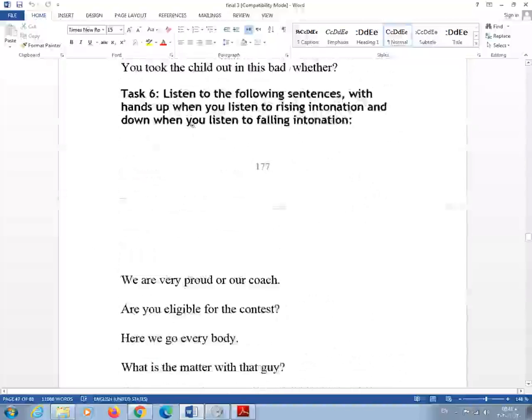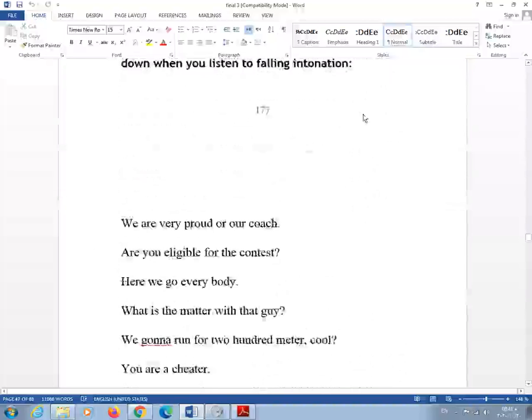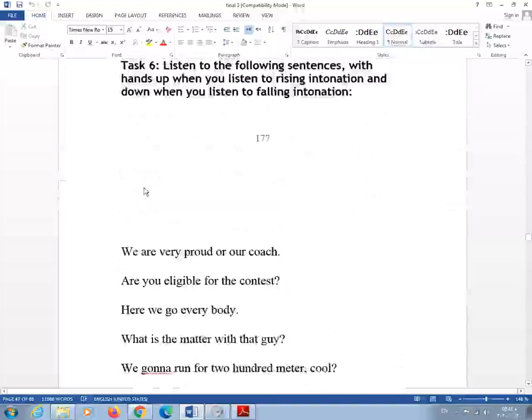And listen to the following sentences and see which one. Raise your hands when you hear rising intonation and put them down when you hear falling intonation. Okay, I'm going to say these sentences quickly, and if you feel that I use rising intonation, raise your hands, and if you feel that I'm using falling intonation, put your hands down. Okay. Let me say the first.